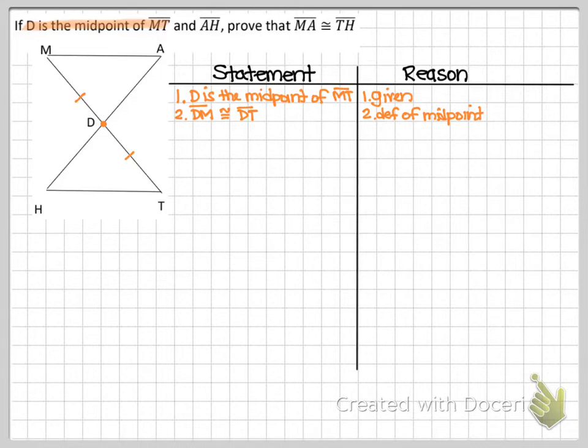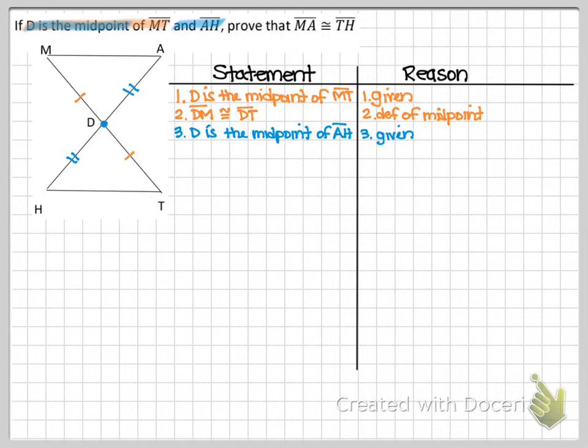Now I'm going to go back to the given statement. Now I have that D is the midpoint of AH. So go back to my picture. D is the midpoint of AH. So from D to A is going to be the same as from D to H. Getting a little ahead of myself though. Let me write my given statement. So D is the midpoint of AH. And that's because it was given to me.